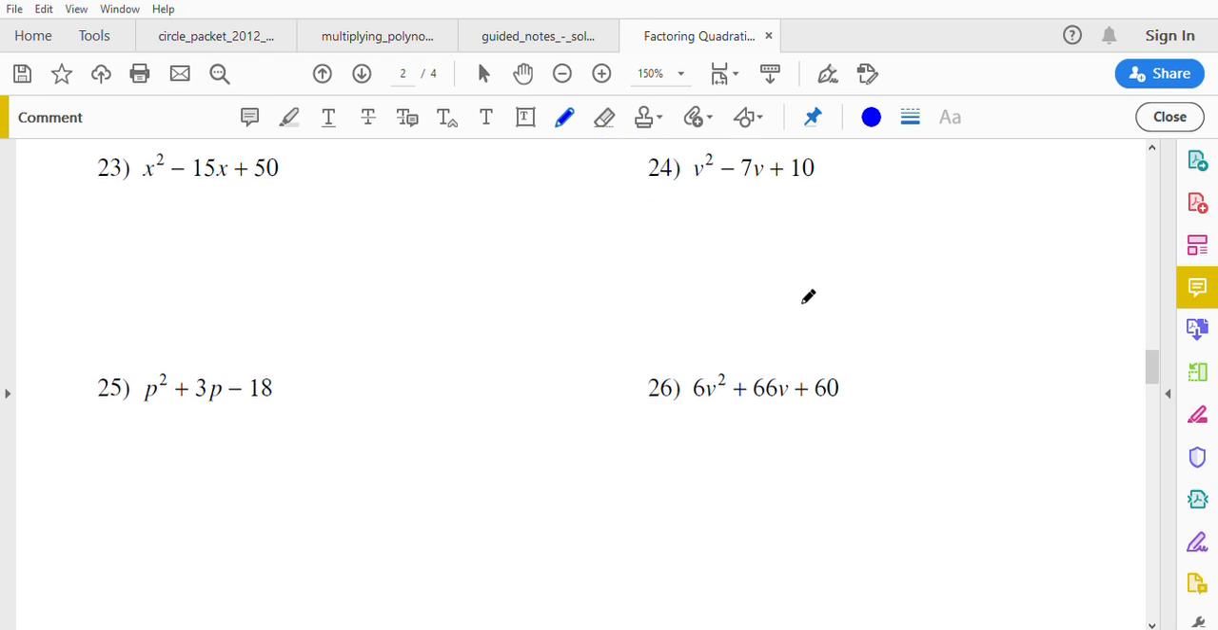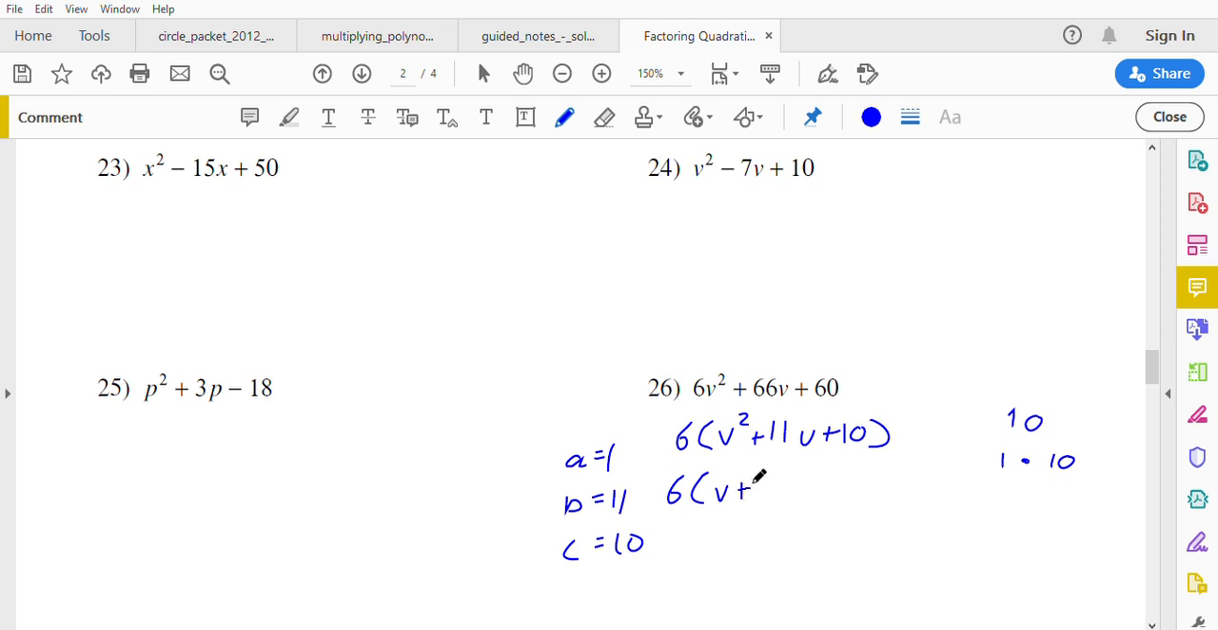Okay. Again, here we have a 6, a 66, and a 60, so we're going to factor out a 6. So we have V squared plus 11V plus 10. And again, A is 1, B is 11, C is 10. What are my factors of 10 that add up to 11? Well, I'm pretty sure that's just going to be 1 times 10, right? So again, bring down your 6. It's a V plus 1 and a V plus 10.